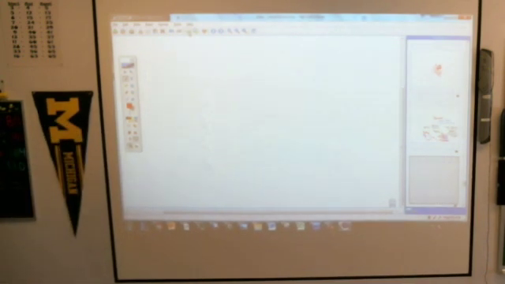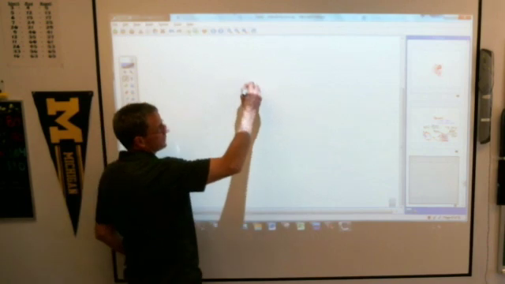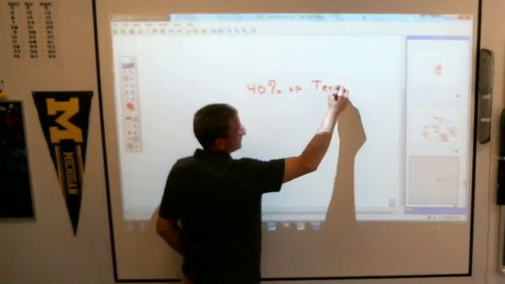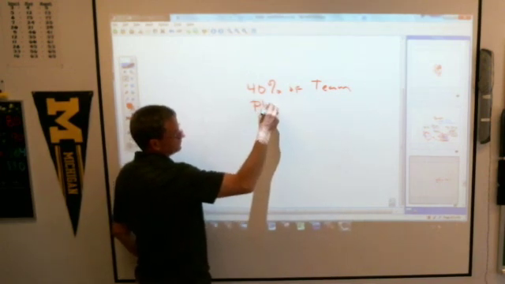40% of the team members played in the game.